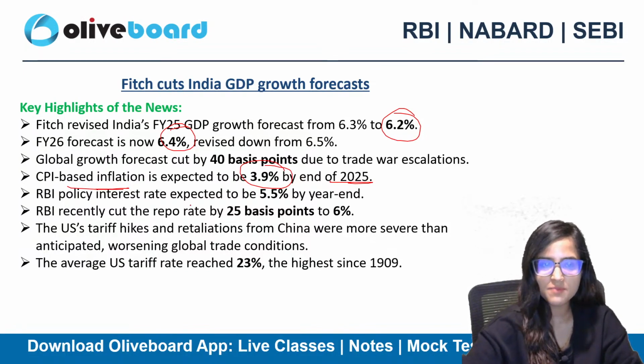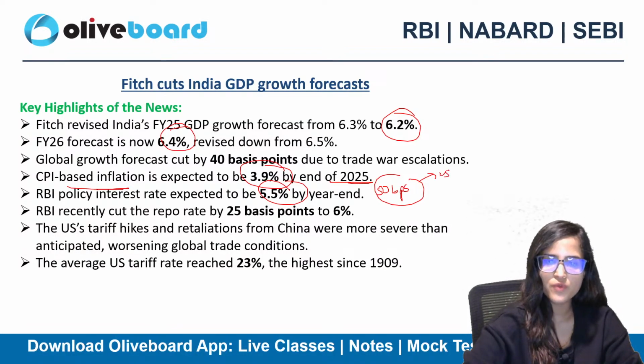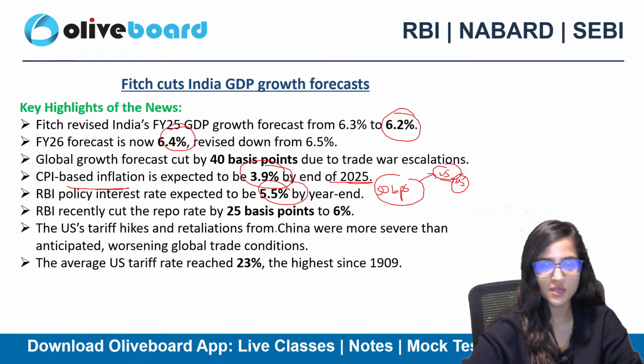RBI's policy rate, by this year end, it might be 5.5%. So with further cuts, maybe by 25 basis points, RBI might even reduce the interest rate to 5.5% by the end of this year. This also they have forecasted. And right now, currently, it is at 6%. We already know this. Fine.